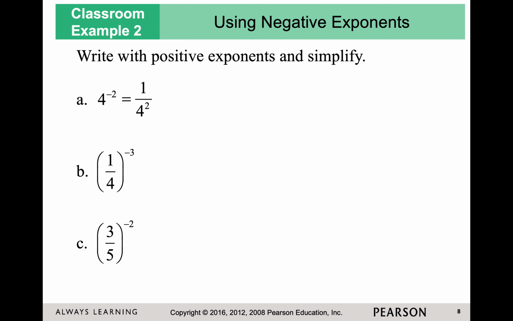In B, I have 1 over 4 to the negative 3. The negative exponent is going to flip it, and you could write that as 4 over 1. That's fine. 4 cubed in our calculator is 64.